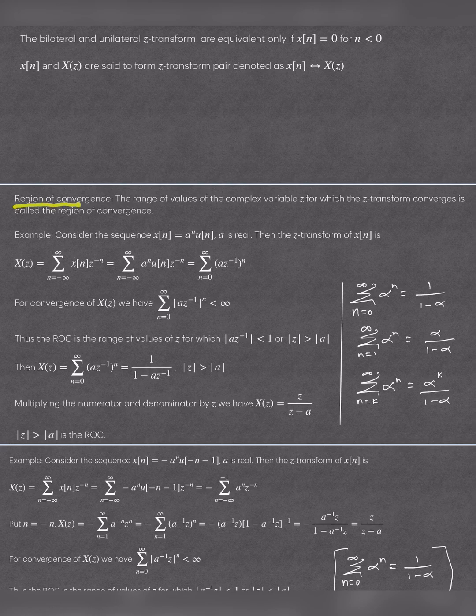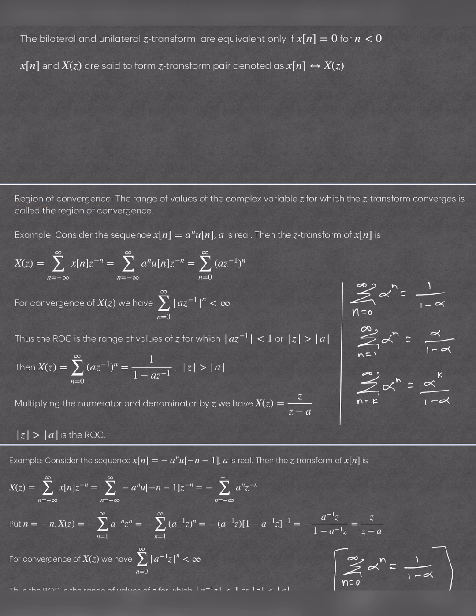Now let us discuss region of convergence. So what is region of convergence? The range of values of the complex variable z for which the z transform converges is called the region of convergence. So what does it mean? Whenever we take all the values of the sequence and add them up, when it converges to a point, we call that a convergent sequence, and that convergent sequence will have a region, which we call the region of convergence.